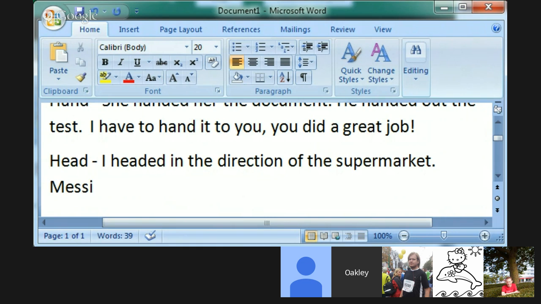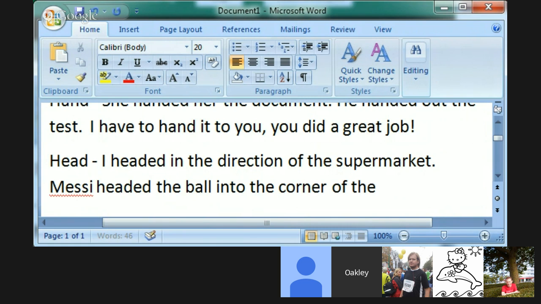I think Messi is heading the club. No, oh, that's another one. Oh my gosh. Okay, head the ball. Okay, how about to the corner? Messi headed the ball into the corner of the net. Okay, yay, Messi. All right.